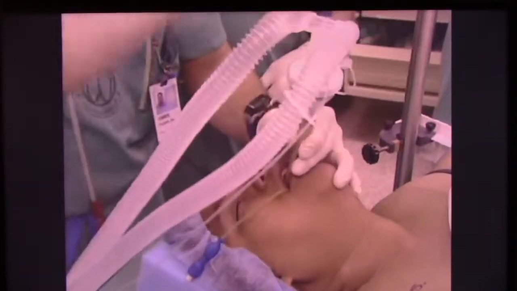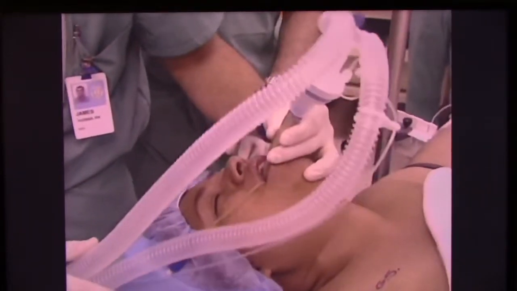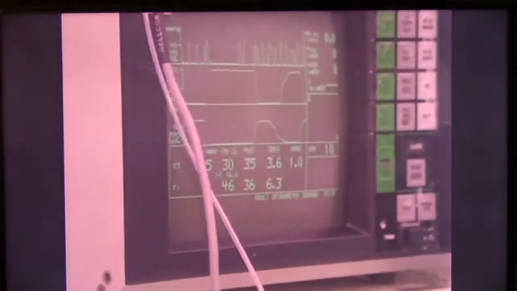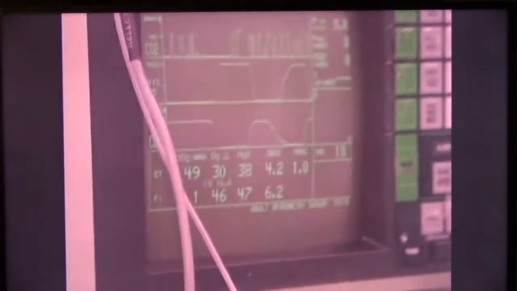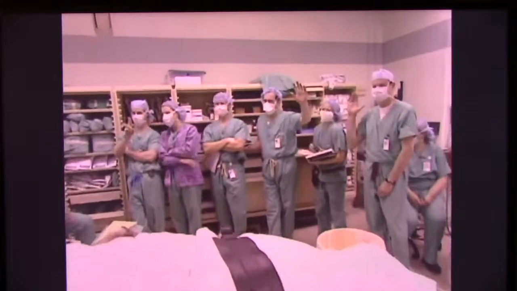Let's just see if she'll breathe spontaneously there. Is she breathing spontaneously? Good end tidal CO2. Okay. Who was it that said it couldn't be done?